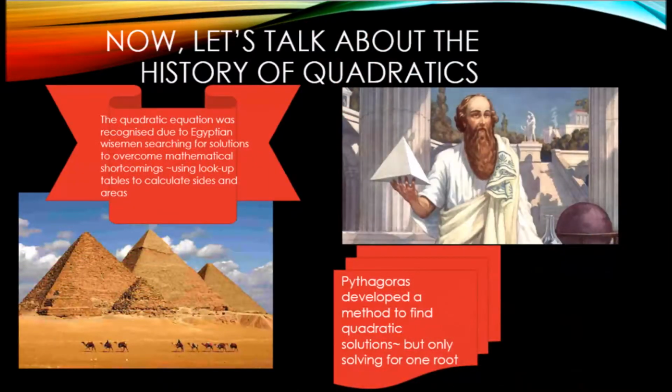The quadratic equation can be traced back to early Babylonia, Greece, Egypt, China, and India. In 300 BC, Euclid and Pythagoras developed methods to find quadratic solutions. However, this only gave one root.